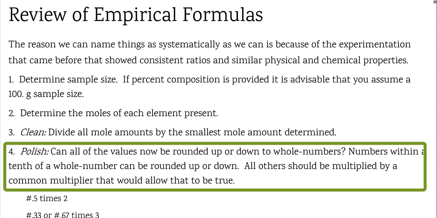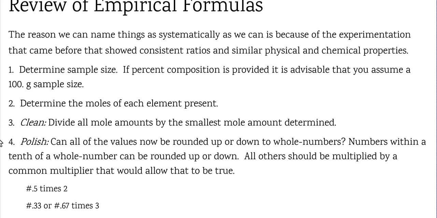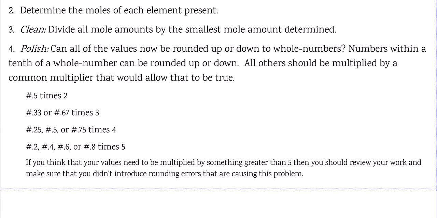You're then going to go ahead and polish it. You're going to ask yourself, can all of the values now be rounded up or down to whole numbers? The only ones that are allowed to be rounded are going to be ones that are within 1/10 of a whole number. All others you're going to need to multiply by a common multiplier that would allow that to then be true. And so here are the 3 or 4 rather other options that we've got.